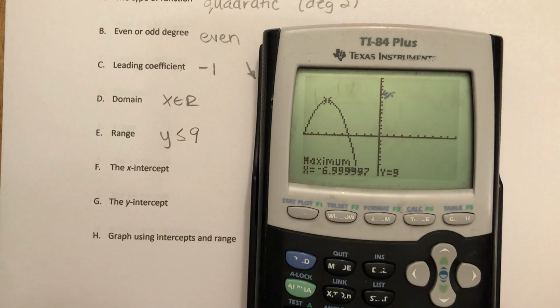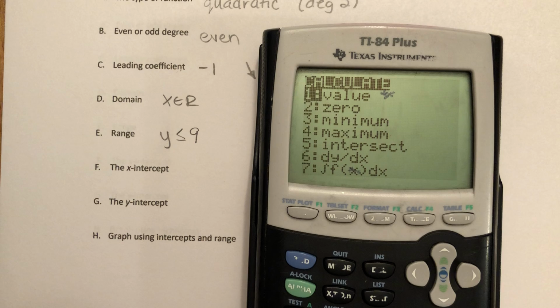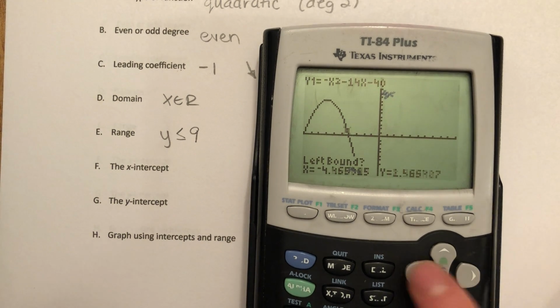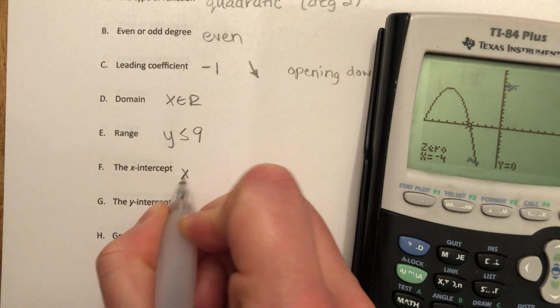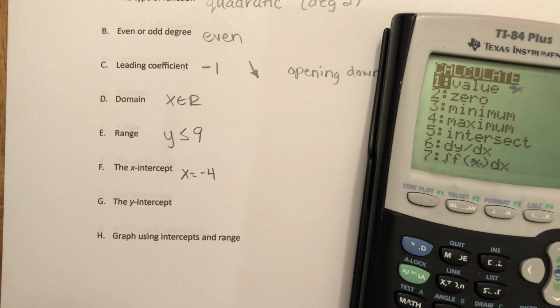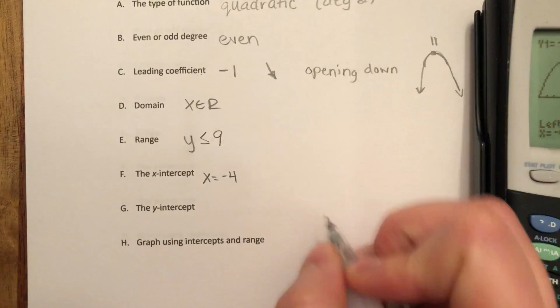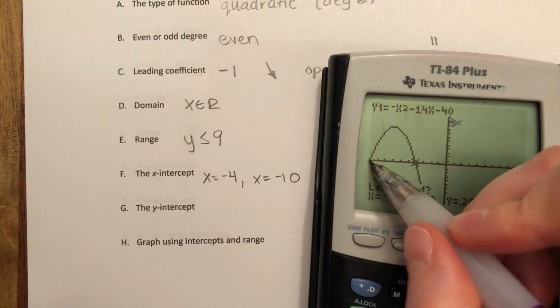The x-intercept, same deal. We could factor this thing, but we have our calculator, so we're just going to do it second calc 0. So again, left bound, right bound, guess. We get x is equal to -4. Do my other one. I might have to change my window here a little bit. I've already done it. It's x is equal to -10. We can kind of see it, it's right on the edge there.